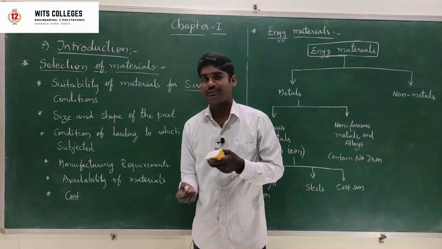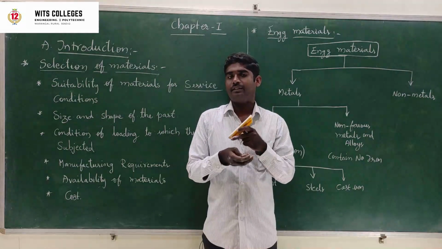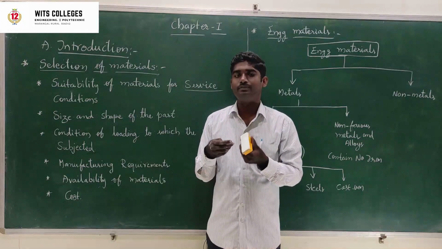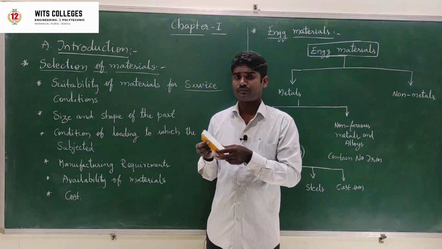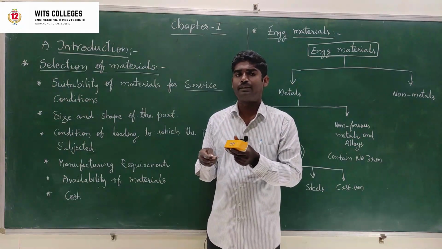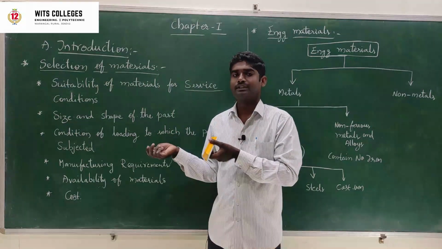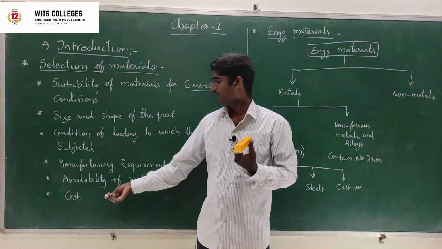Next, cost. Compared to wood or iron, like gold, aluminum compared to copper, there is a difference. Different costs are there. For example, if you take copper compared to iron, copper cost is high and iron cost is low. That is cost.